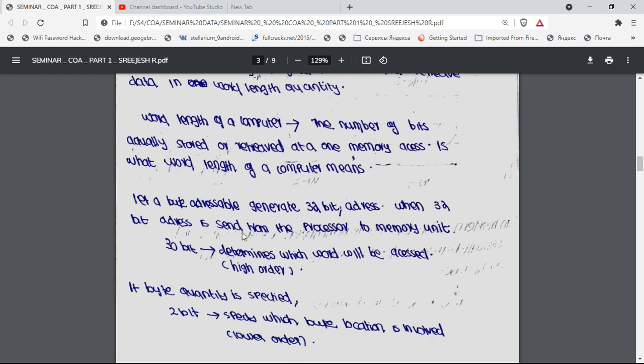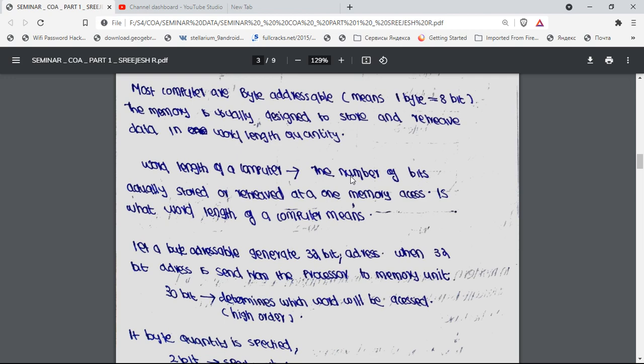As we said, if a byte-addressable system generates a 32-bit address, then among the 32 bits, the high-order 30 bits will determine the word, that is, which word should be accessed. As I told you, a word depends on the number of bits that a system can retrieve or store in a memory cycle.